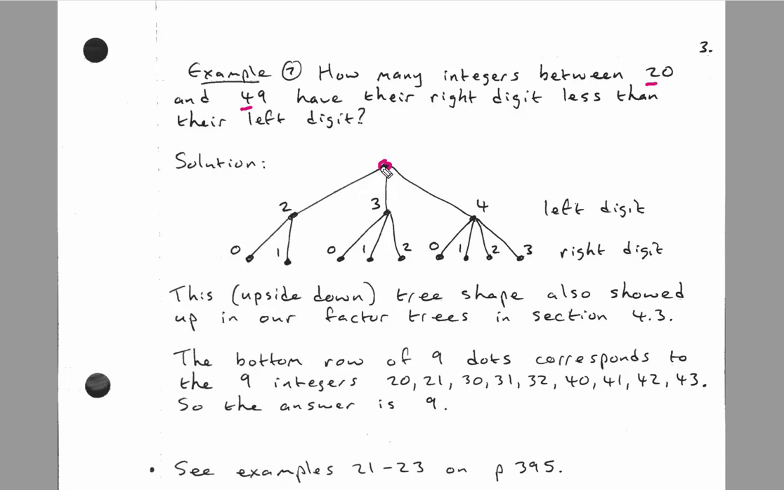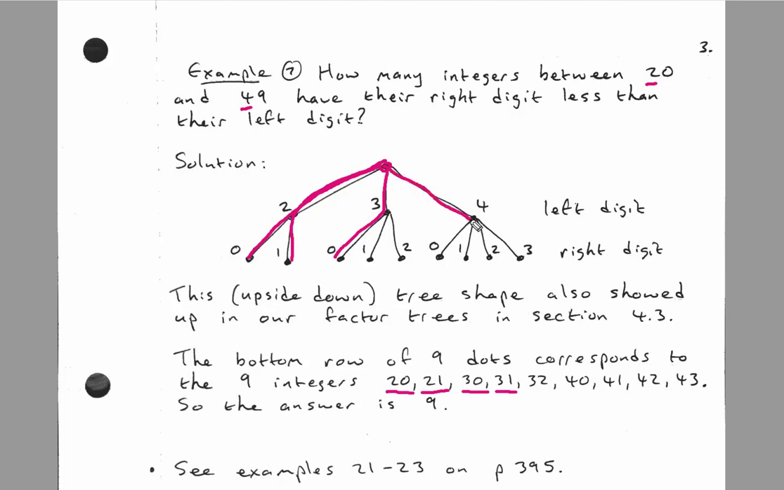For example, going this way, 2 for the left and 0 for the right, we get 20. That's a good option. Starting here, a 2 and a 1, 21. You can see there are 9 dots on this row. Those are the 9 numbers that we're looking for.